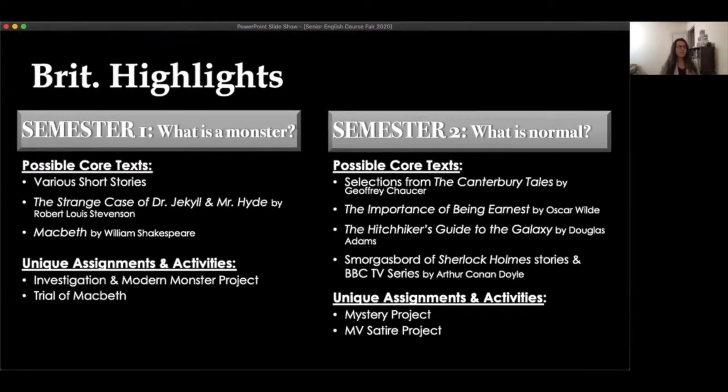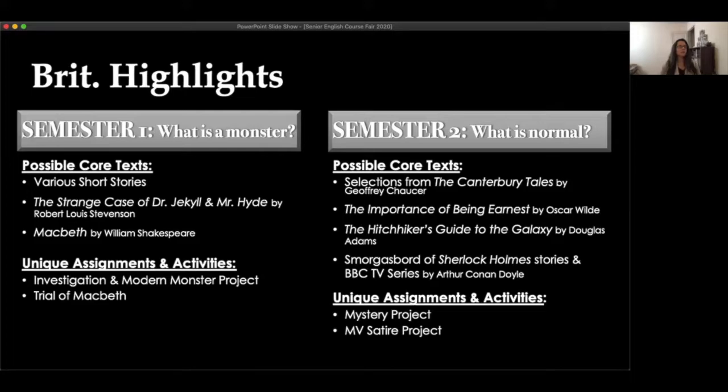So I'm going to talk about first semester. British literature is divided into two kind of thematic studies each semester. So we focus on one theme the entirety of semester one, and a different theme the entirety of semester two. For semester one, our theme is: what is a monster? So we look at the purpose and creation of monsters in various texts of British literature.